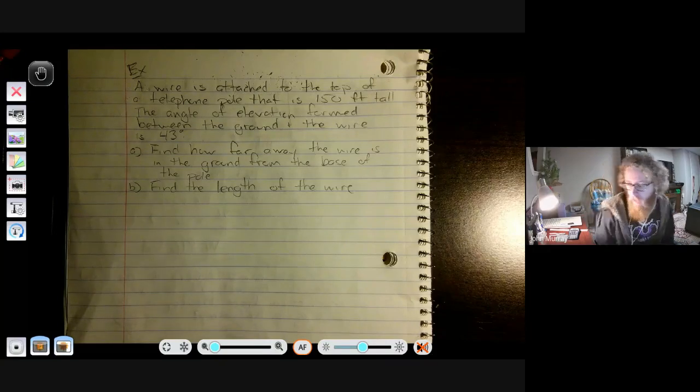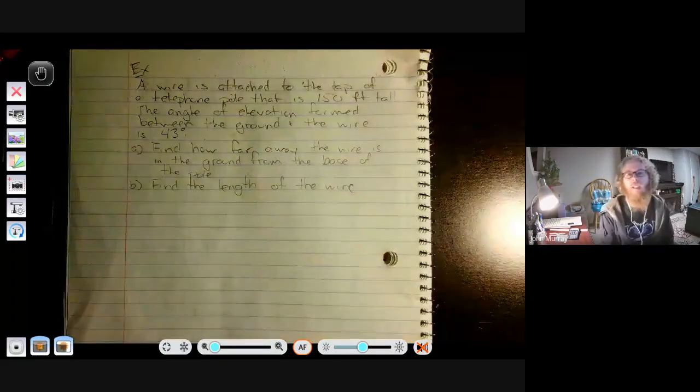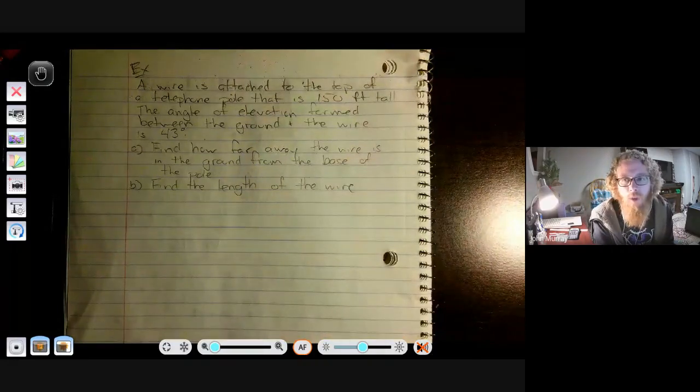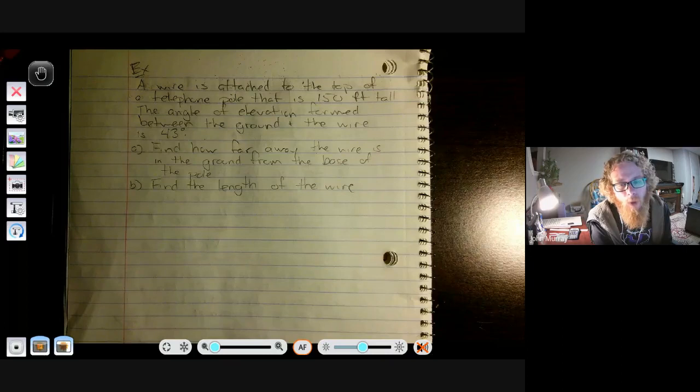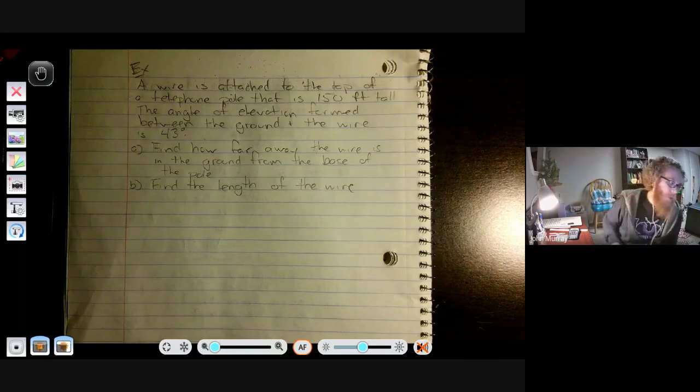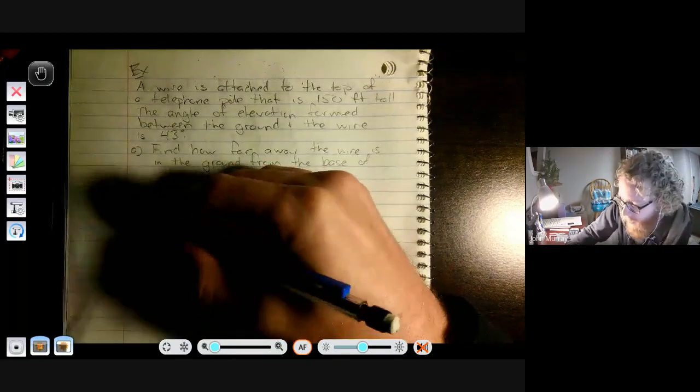My bad. All right, so here we have a wire attached to the top of a telephone pole that is 150 feet tall. The angle of elevation formed between the ground and the wire is 43 degrees. We want to find how far away the wire is on the ground from the base of the pole, and then we want to find the length of the wire. All right, so this is a two-part problem. Again, we're going to draw a picture to help us set up our triangle.